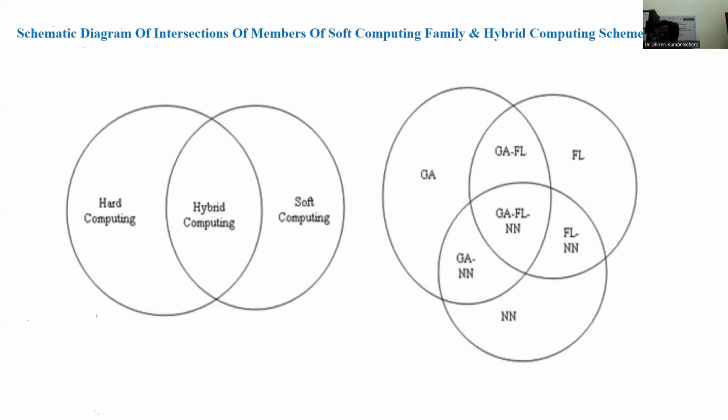So next, this is the schematic diagram, or a neat sketch, of intersections of members of the soft computing family and hybrid computing schemes. For hard computing, two circles are there, superimposed; in between you find hard computing. Then in the others, three triangles are there: genetic algorithm, GA fuzzy logic combinations, fuzzy logic neural network, GA neural network, GA fuzzy logic neural network. This is how the schemes work.